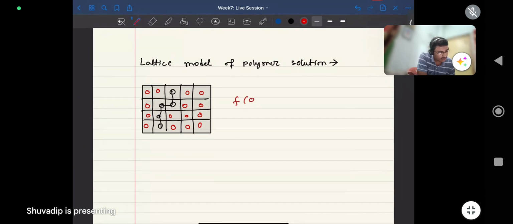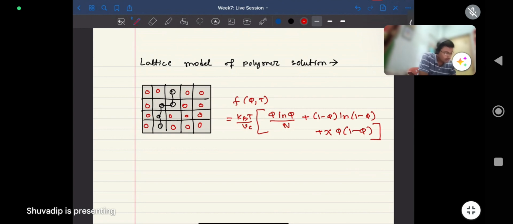So f of phi now will change like kBT by Vc. Everything will remain the same, but the contribution from the solute, phi ln phi, will be divided by n. N is the number of molecules in the polymer, or in our old language this is N_P. So this will be 1 by n, other things will remain as they are, plus chi of phi into 1 minus phi. So this is fine.